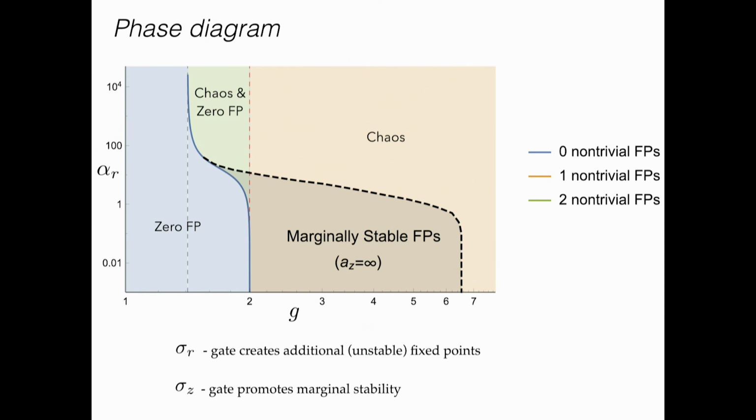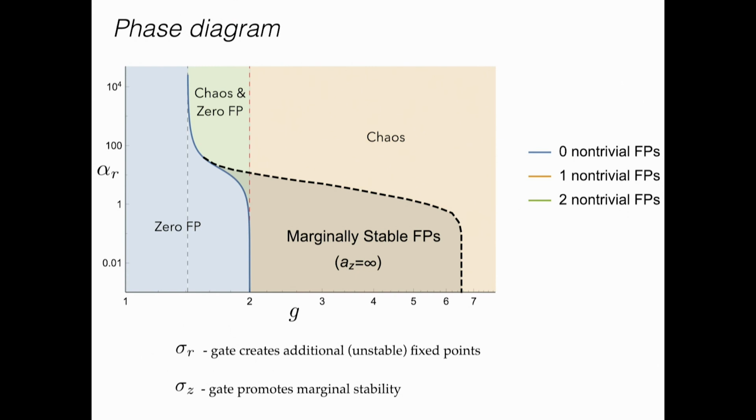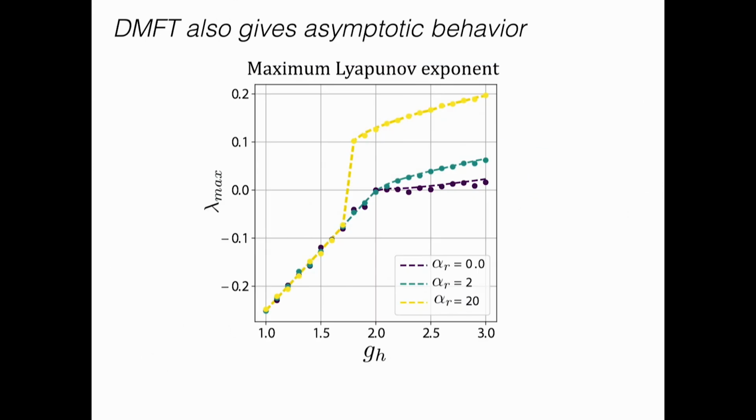And so you can see this additionally by looking at the maximum Lyapunov exponent, both from the DMFT and from simulations. And if you take horizontal slices of this at different values of alpha r, you see that for small values of alpha r, you get a transition to a positive lambda max at g equals 2. As you ramp up alpha r, you get this interesting behavior where the transition pulls back, and it also becomes discontinuous, where you get a jump from some big negative value to some big positive value.